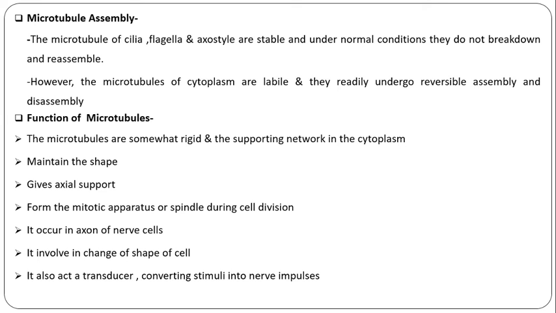In the melanocytes, pigment granules are transported by microtubules. They are also involved in the release of insulin from the beta cells of the pancreas. So it is involved in change of shape of cells, and the microtubules also act as transducers converting stimuli into nerve impulses.